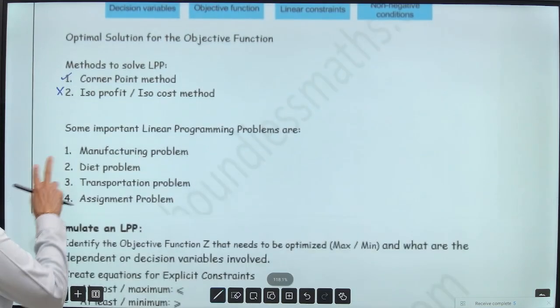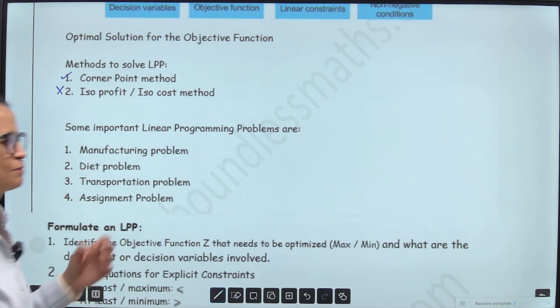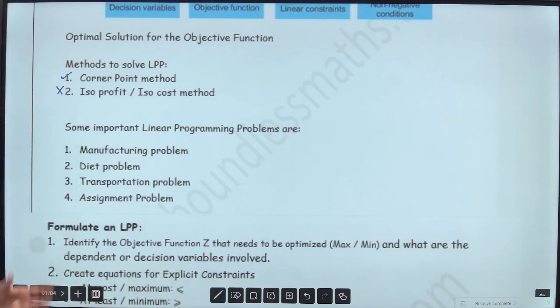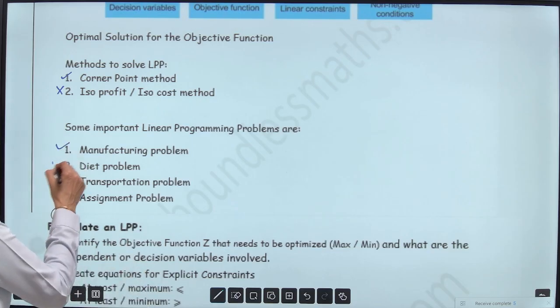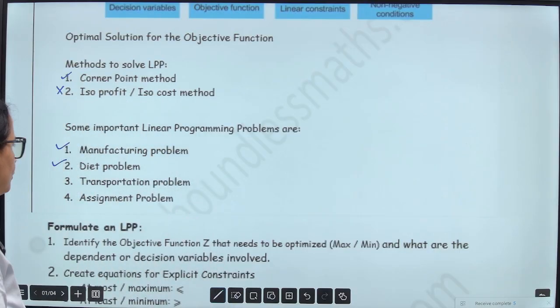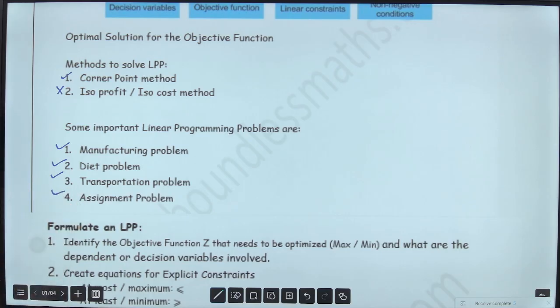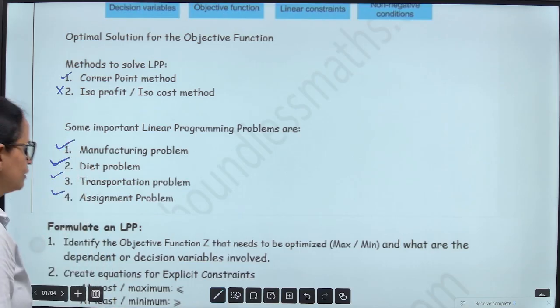Now there are 4 different types of LPPs. First is the manufacturing problem, where you are manufacturing certain products, maybe nuts and bolts or maybe tables and chairs or anything, and then we need to optimize the cost or optimize the profit that we are making out of those manufacturing things. Then we have diet problems, where we need to mix certain foods to meet the dietary requirements of an individual. And then we have transportation and assignment problems also. But again, as per the curriculum for 2025-26, we do not have transportation and assignment problems in our syllabus. So we are going to focus on manufacturing and diet problems.